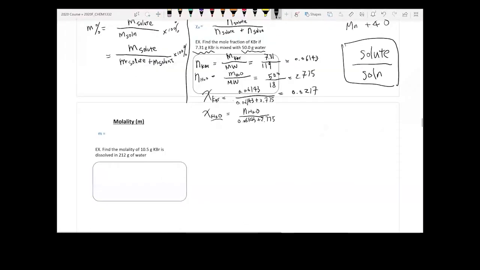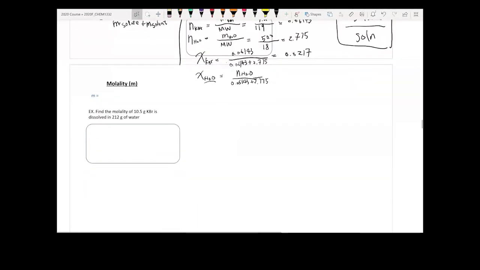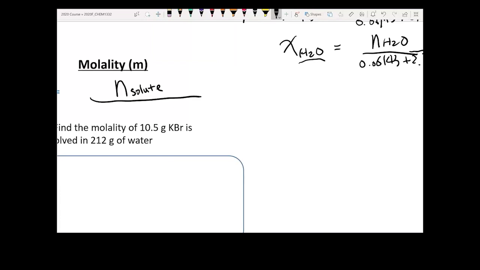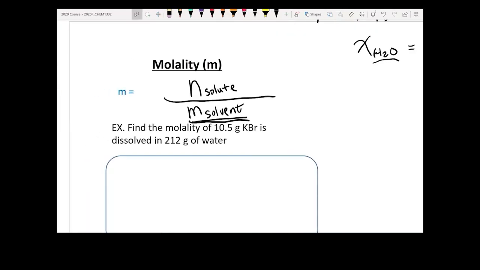The very last concentration, which I intentionally put on a different page, is molality. Molality is defined as the number of moles of your solute divided by the mass of your solvent. So this is very different from the other four. This is the only one where the denominator is a property of your solvent only, not the solution anymore. And this is the mass of your solvent with a unit of kilogram. Molality is the only concentration term that uses solvent in the denominator.